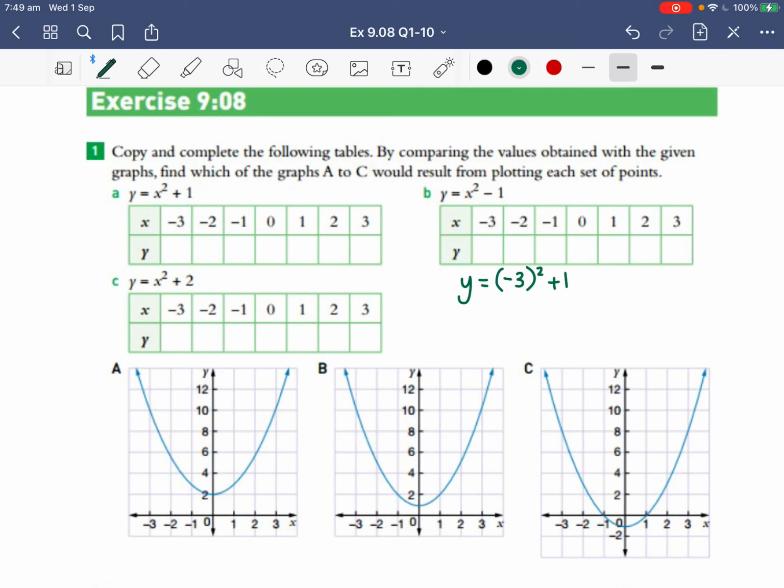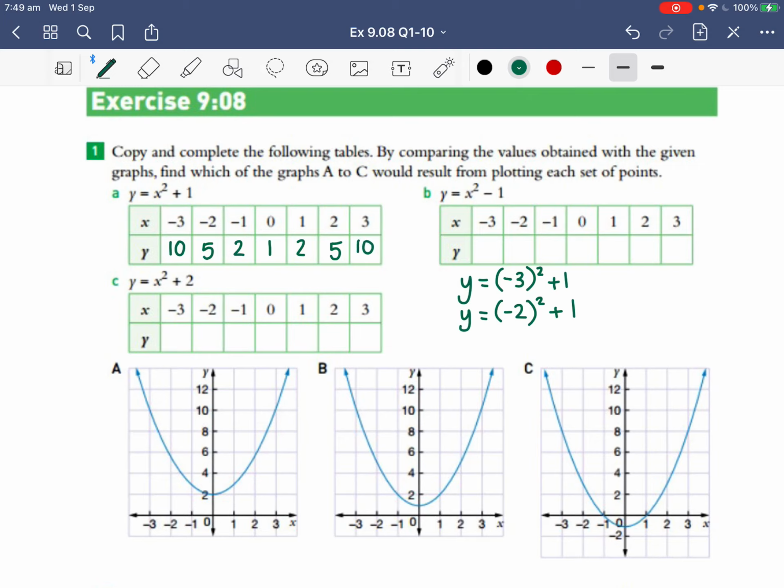So when we go bracket minus 3 squared plus 1, I get the answer of 10. We then go y equals bracket minus 2 squared plus 1 to get our next value, and we get 5. Our next one, bracket minus 1 squared plus 1, gives 2. Bracket 0 squared plus 1 gives 1. Bracket 1 squared plus 1 gives 2. Bracket 2 squared plus 1 gives 5. And bracket 3 squared plus 1 gives 10.